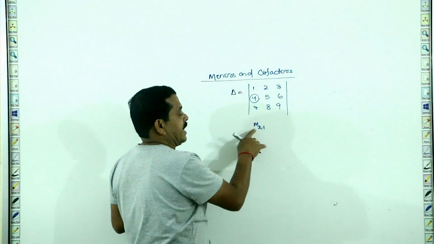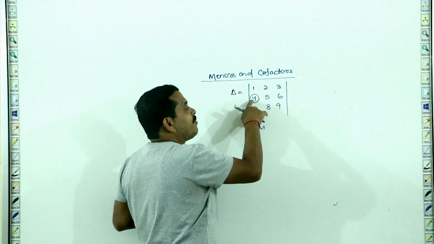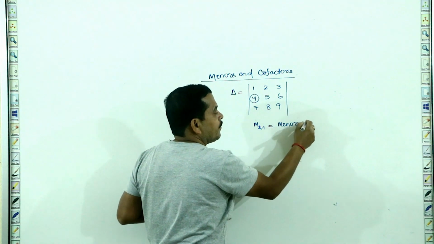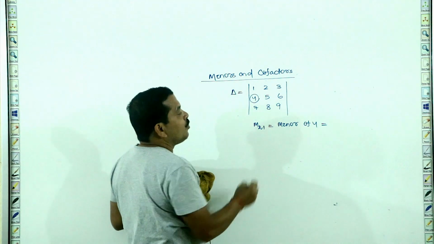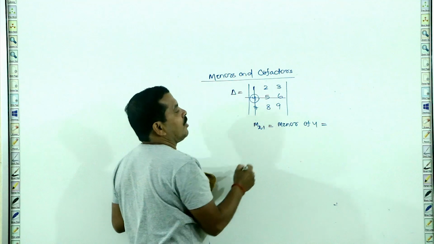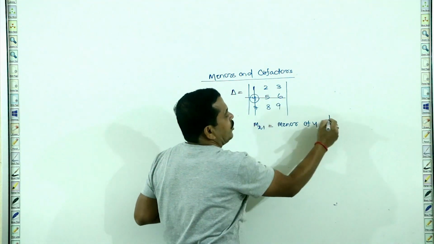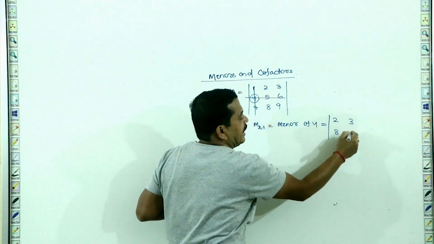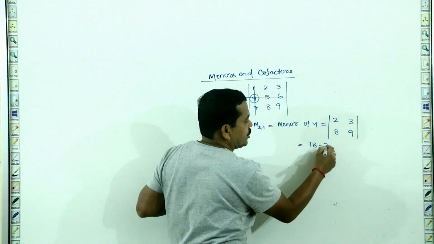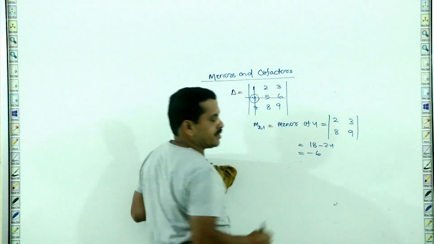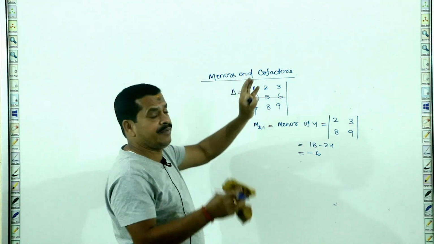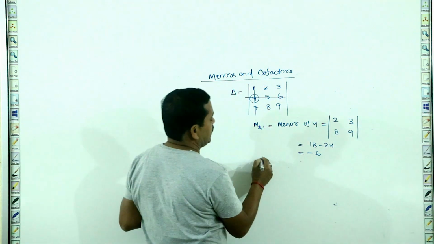M21, second row first column, that is the minor of 4. Minor of 4 equals, we have to delete the elements of the second row and first column. We will obtain a second order determinant 2, 3, 8, 9, which is equal to 18 minus 24, that is minus 6. This is the minor of 4. Similarly, we can find the minors of other elements also.